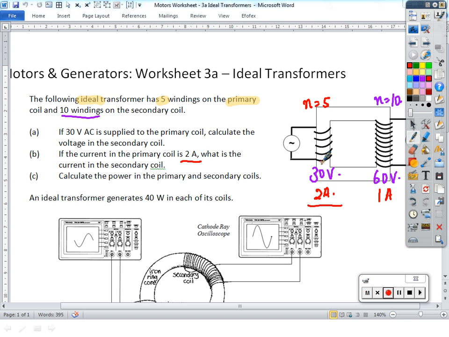So it says to calculate the power in the primary and secondary coil. In each coil, P equals VI, or IV, depending on what you're used to. And that formula is on the formula sheet. P equals IV, so P equals 30 times 2, which equals 60. And that's the primary. And in the secondary, it's 60 times 1, which is 60. And power is in watts. Okay?